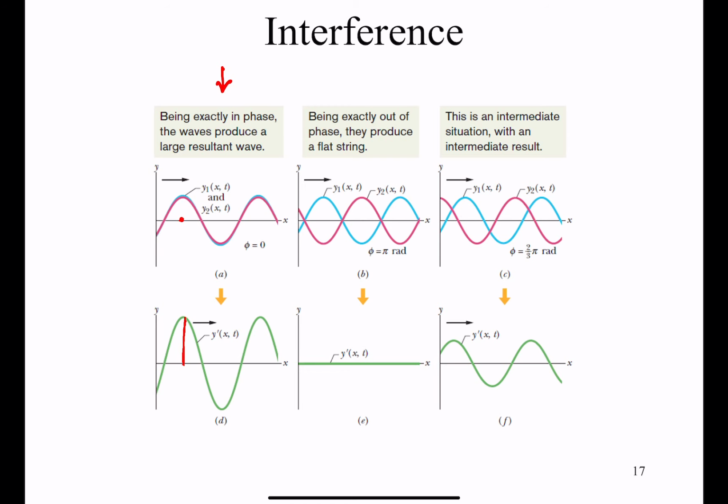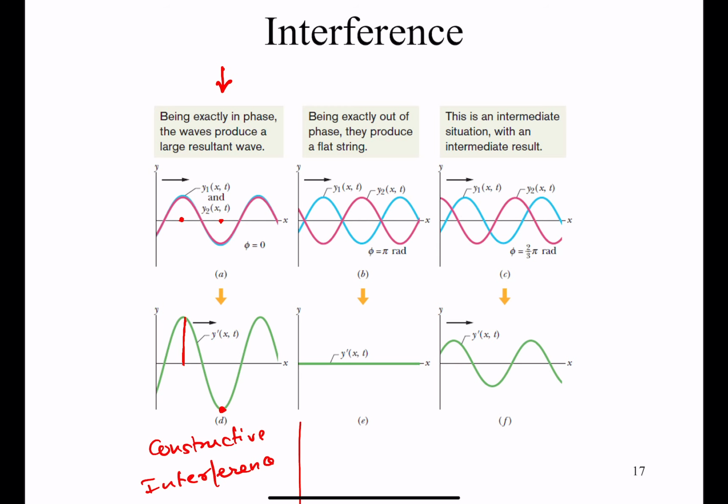The same thing would be true for a point that's over here. The blue wave would have sent it downwards, and the red wave also wants to send it downwards. And so the two waves reinforce each other. And again, you have this large displacement over here. So this is called constructive interference, where the waves always reinforce each other.